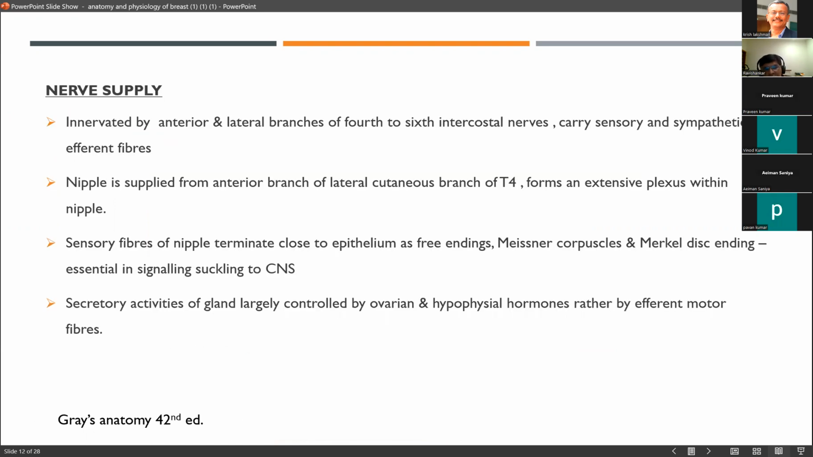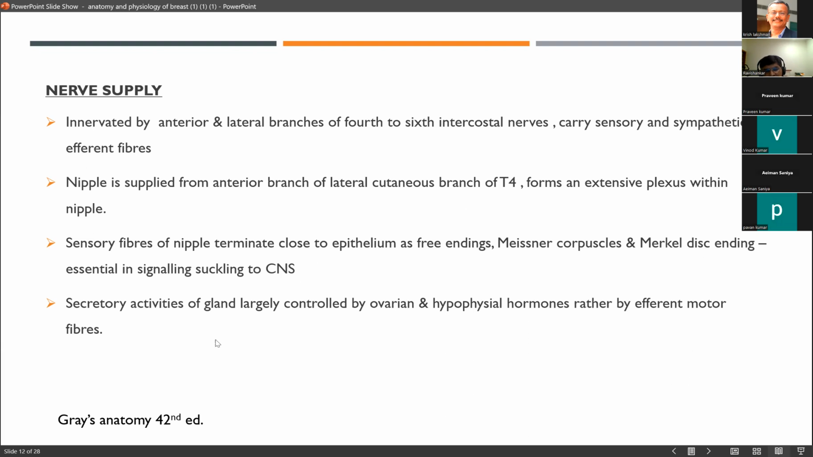The breast is mainly innervated by anterior and lateral branches of 4th to 6th intercostal nerves, which carry sensory and sympathetic efferent fibers. Nipple is also supplied from anterior branch of lateral cutaneous branch of T4, and it forms an extensive plexus within the nipple. The sensory fibers of nipple terminate close to epithelium as free endings, mucinous corpuscles, and Merkel disc endings, which is essential in signaling the suckling sensation to the central nervous system.